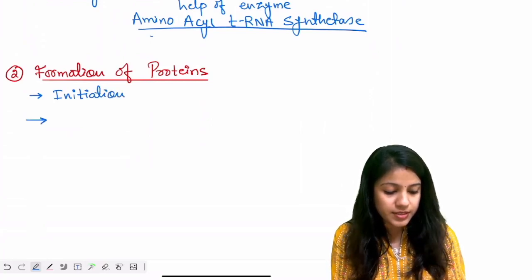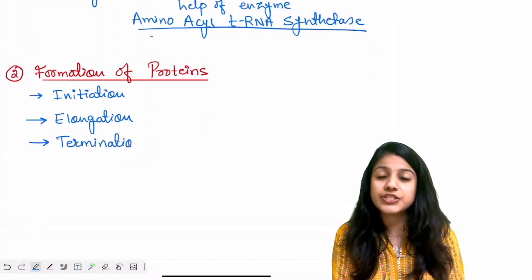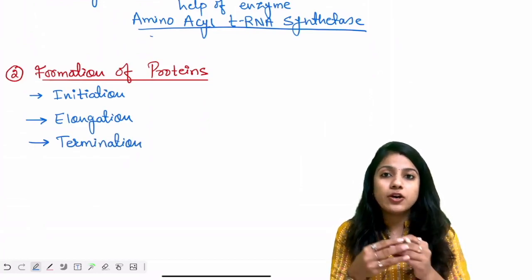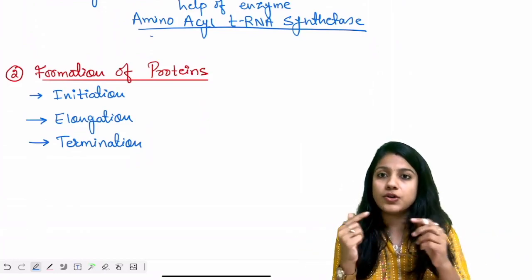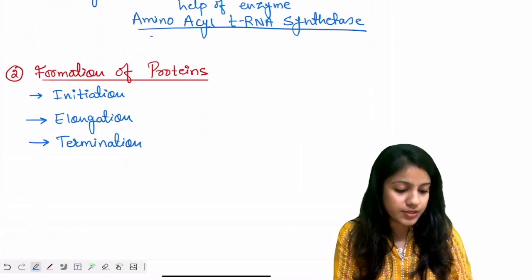Second step is elongation. Initiation, elongation, and third step is termination. Initiation is to start the process. Elongation is where a long chain of proteins will be formed. Termination is to stop the process.